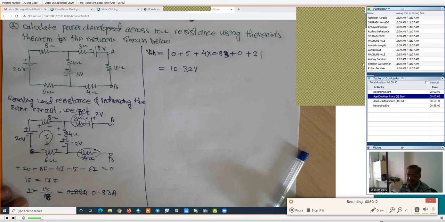Akshay Bahekar, you are minimizing the screen again and again. Akshay, you are minimizing the screen. I am able to see your screen. You should not minimize the screen. Akshay Bahekar.